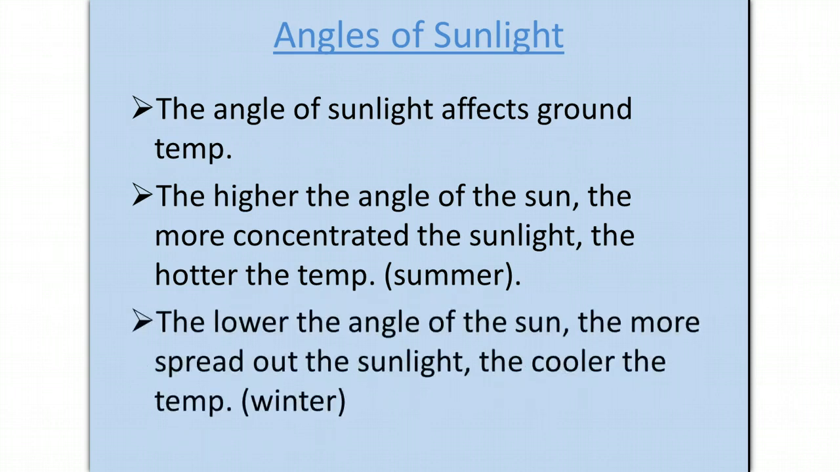Now, the lower the angle of the sun, the more spread out the sunlight is, the cooler the temperature, which is during our winter time. So again, when the tilt of the Earth causes the hemisphere to be away from the sun, then the angle is going to be less, which means the sunlight is spread out and it is cooler.